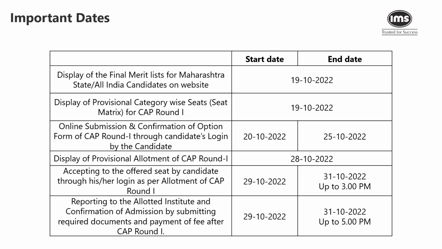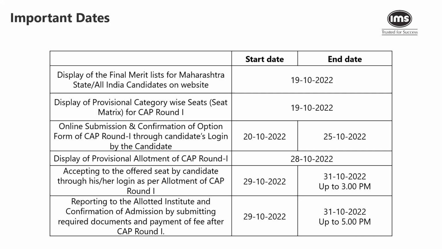So they are going to look at the preferences that people have put, and there is a system in place which will do the allotment. So the display of provisional allotment will happen on the 20th. So you'll be able to see which college has been allotted to you. Now, post this, you need to accept the offered seat, and this has to be done through your login.